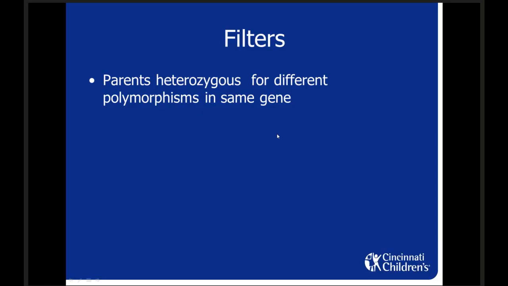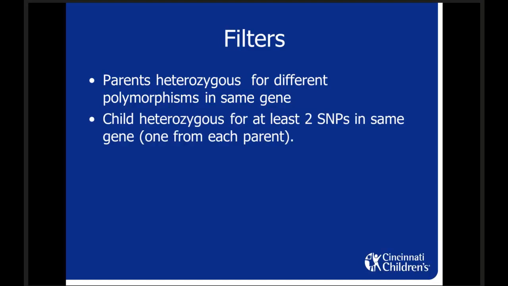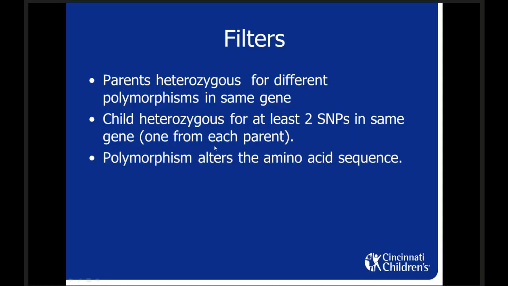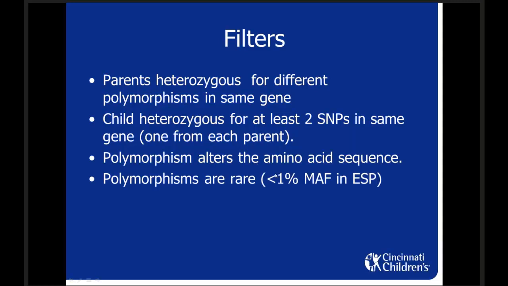So the filters I'm going to use for this type of analysis is that the parents have to be heterozygous for at least 2 different polymorphisms in the same gene. The child's heterozygous for at least 2 of the SNPs, 1 from each parent. The polymorphism, again, alters the amino acid sequence. It's rare, less than 1%.